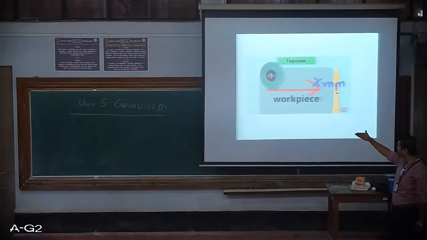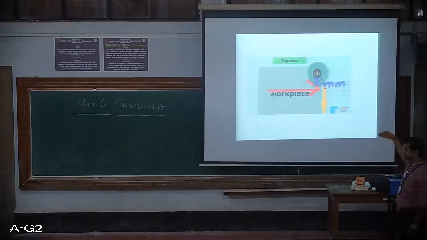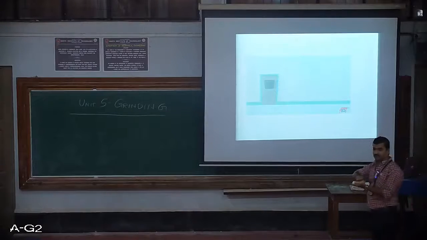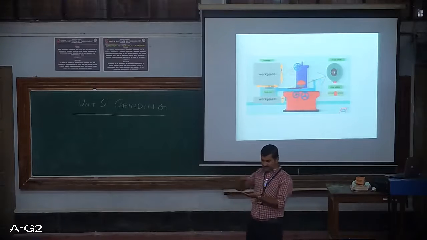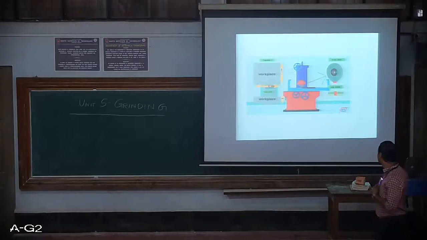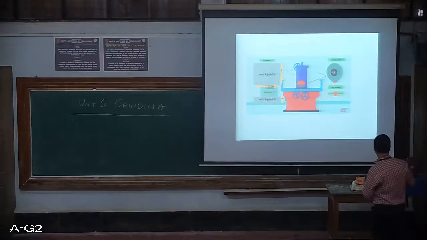So this grinder moves along the x-axis to remove one layer of the workpiece. That red arrow represents the movement of the grinding wheel, which will help in removing a layer of material. It will chop off a layer of material.